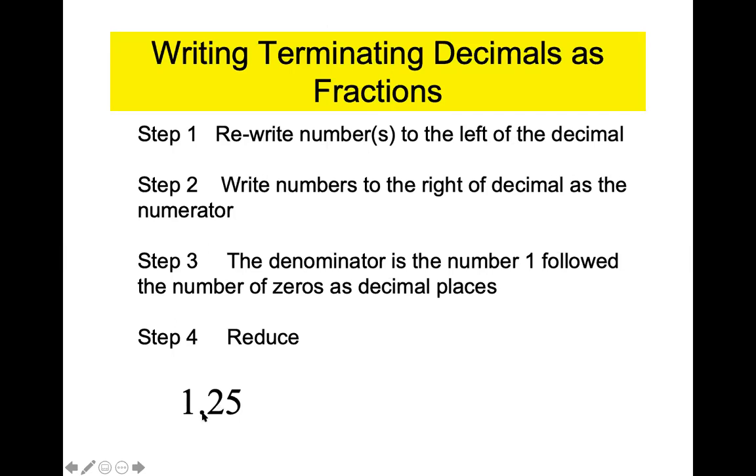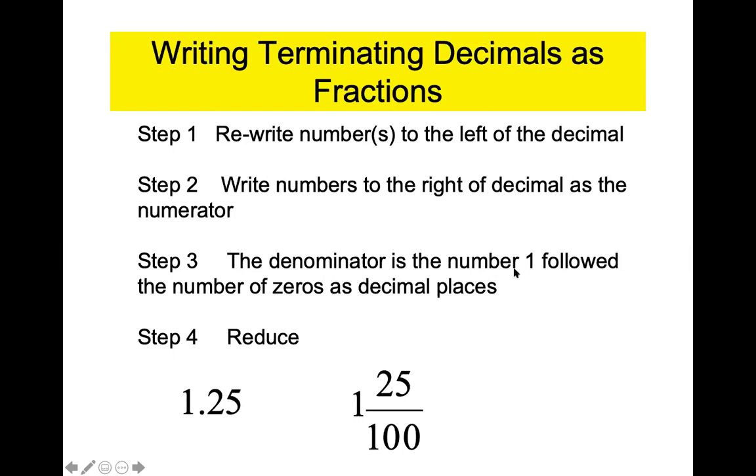So what number is to the left of the decimal place? There's a 1, so I rewrite 1. I literally put a 1. Step number 2 says write the numbers to the right of the decimal place as the numerator of your fraction. So the numbers to the right are 2 and 5, so 25 becomes the numerator.